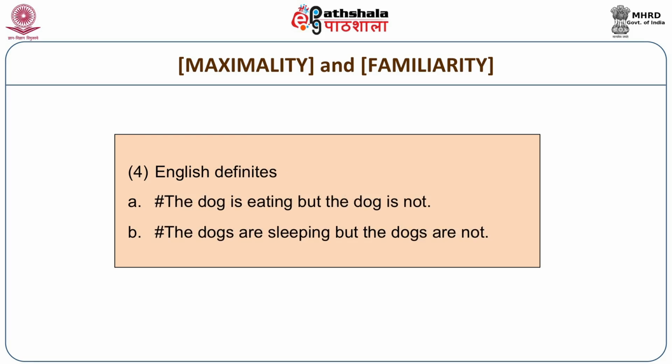However, what one cannot say is the dog is eating but the dog is not, because the use of the definite article gives you the interpretation that there is only one dog. Because the definite article picks out the maximal entity in the set, this sentence is not well formed. This is also true of the dogs are sleeping, but the dogs are not. An indefinite article allows us then to pick up two distinct references for the phrase a dog, some dog, but the meaning of the just blocks this. When you use the, there is a unique maximal dog in the context.